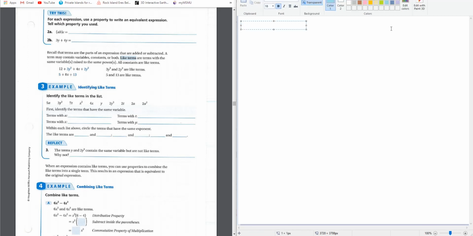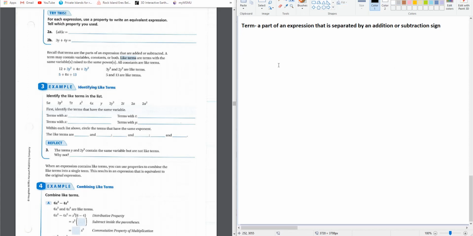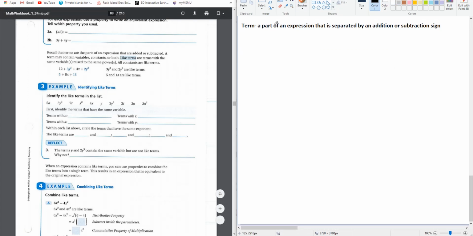Oh, that's too light. I'm going to do this in black. So term. And if you remember, a term is a part of an expression that is separated by an addition or subtraction sign. So right here, if they are separated by an addition or subtraction sign, so let's say we got 3y plus 4y.